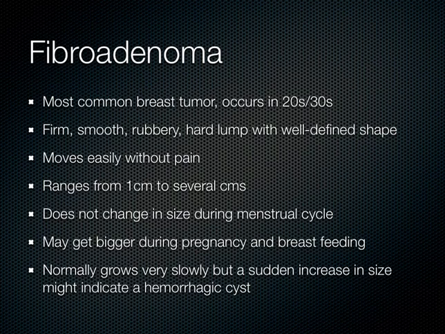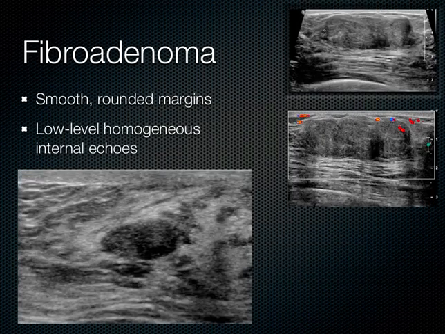They may get bigger, however, during pregnancy and with breastfeeding, but normally they grow really slowly, except when there's a hemorrhagic component, which the patient may note as a sudden increase in the size of their mass. Now, this is an example, several examples here of fibroadenoma. It's a well-circumscribed ovoid mass.